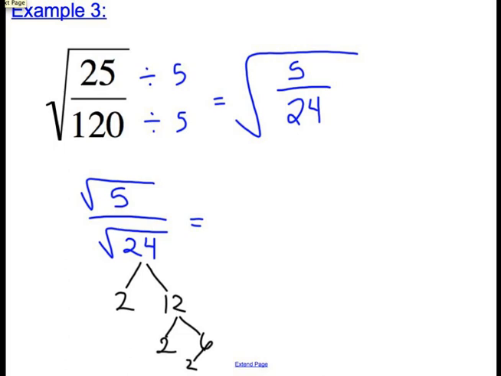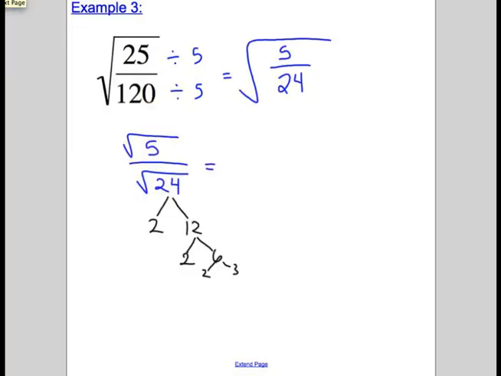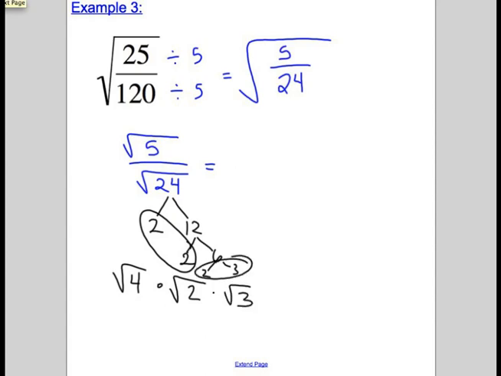and again 2 and 3. So really square root of 24 is square root of 4 times square root of 2 times square root of 3. Those are my 4 factors. Square root of 4 is nice because it becomes 2, and square root of 2 times square root of 3 becomes square root of 6. That cannot be simplified any further. So 24 on the bottom can be written as 2 square roots of 6. So now I have square root of 5 over 2 square roots of 6.